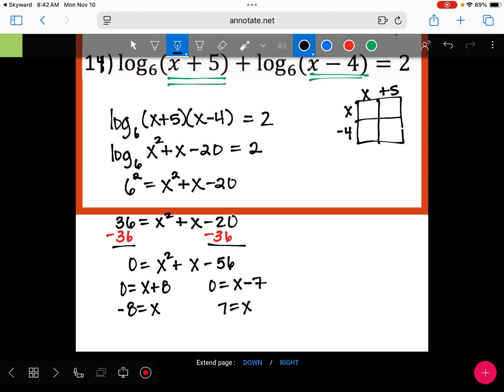So you should have negative 56 and positive 1. So you need two numbers that multiply to be negative 56 and add to a positive 1.